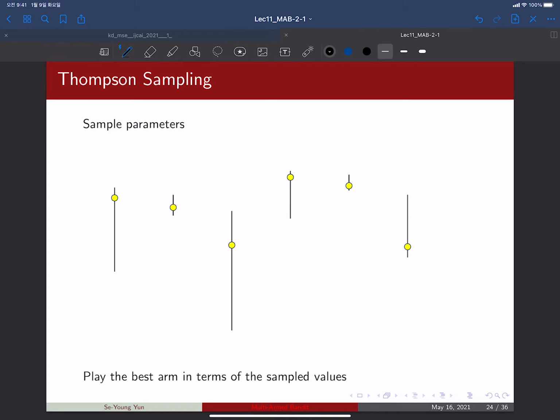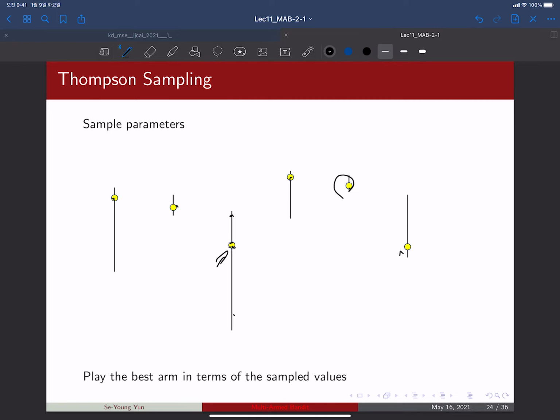So for instance, in this case, again, based on the observations, we can update the posterior distribution, and the posterior distribution has high variance when the number of observations is small, and very tiny variance when the number of observations is large. And from this distribution, we randomly sample one value. So when we have a high variance distribution, then with some chance its value can be very large, which encourages exploration.